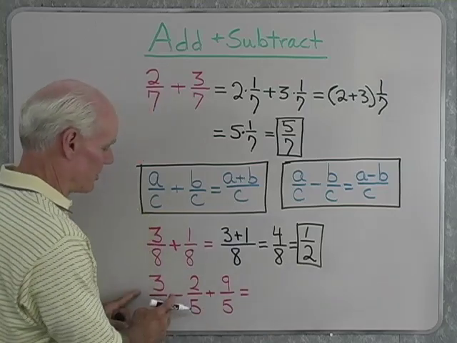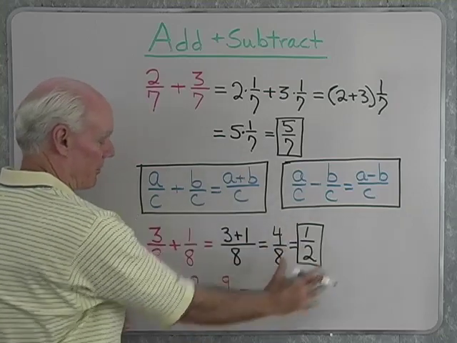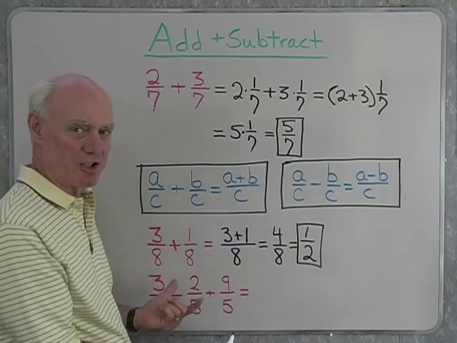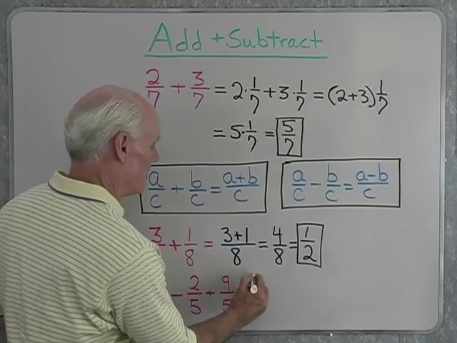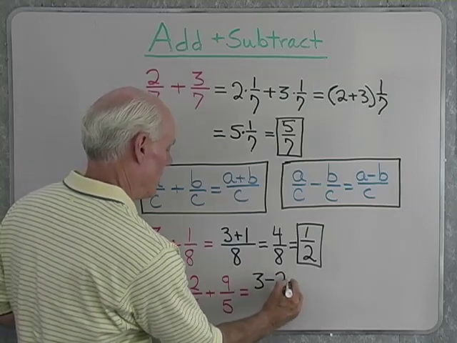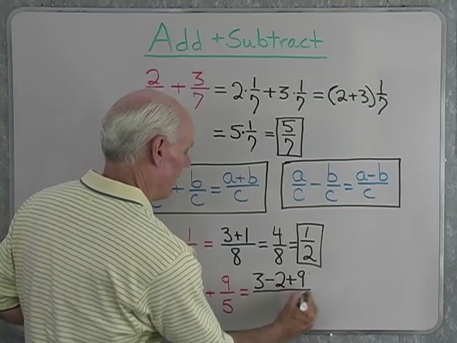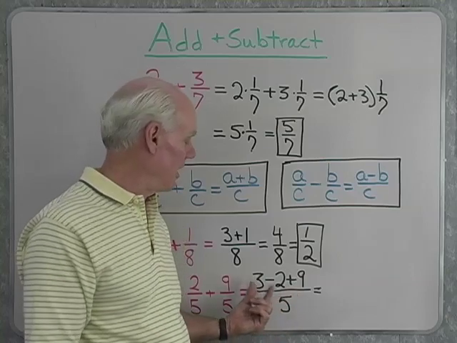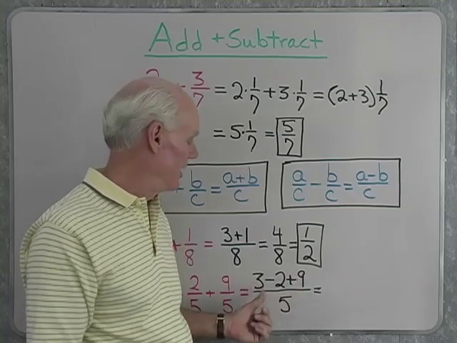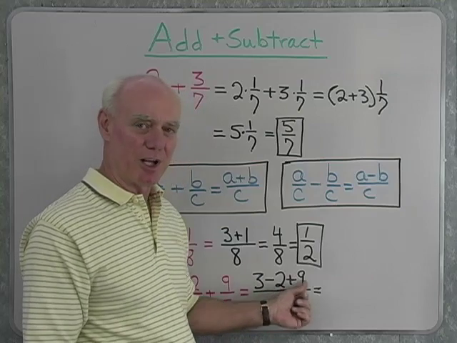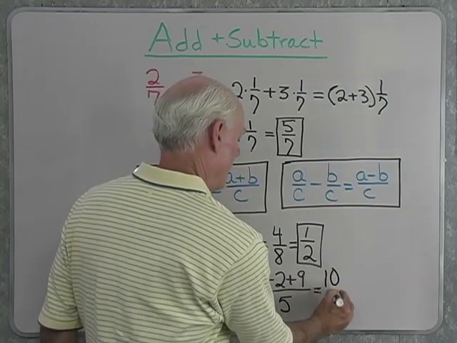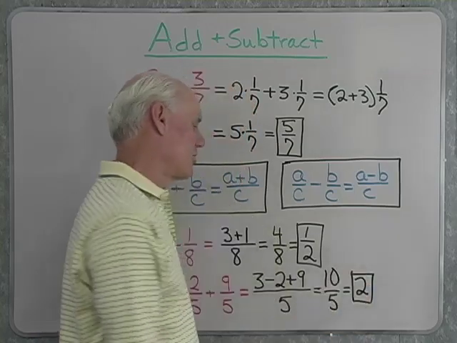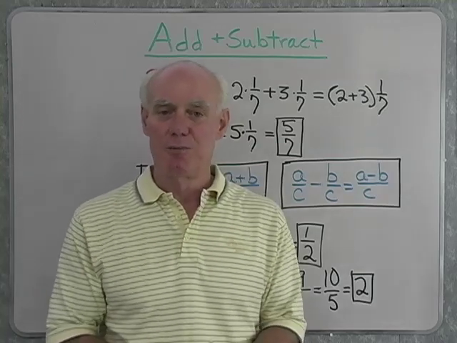Here's one more problem that has both subtraction and addition. I'll just extend my rule here to say, as long as the denominators are the same, I can just take care of the addition and subtraction in the numerator. So this will be equal to 3 subtract 2 plus 9, all divided by 5. And we know because of the rule for order of operations that we have to do addition and subtraction left to right. So 3 subtract 2 is 1, plus 9 is 10, all divided by 5, and then that will simplify down to just 2. So adding and subtracting fractions when the denominators are the same, pretty easy process.